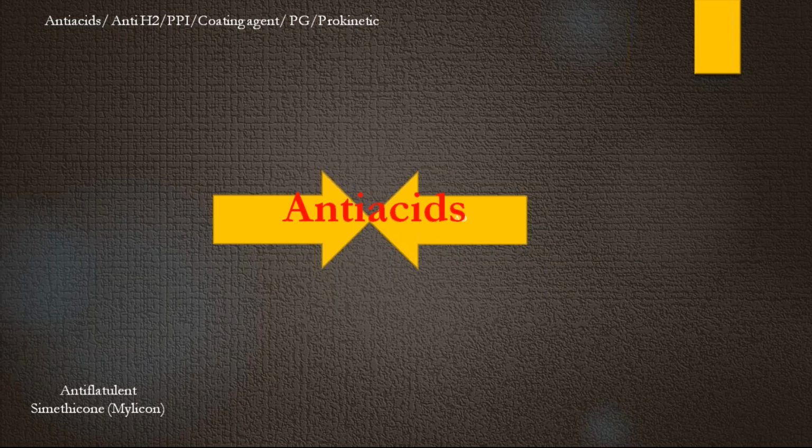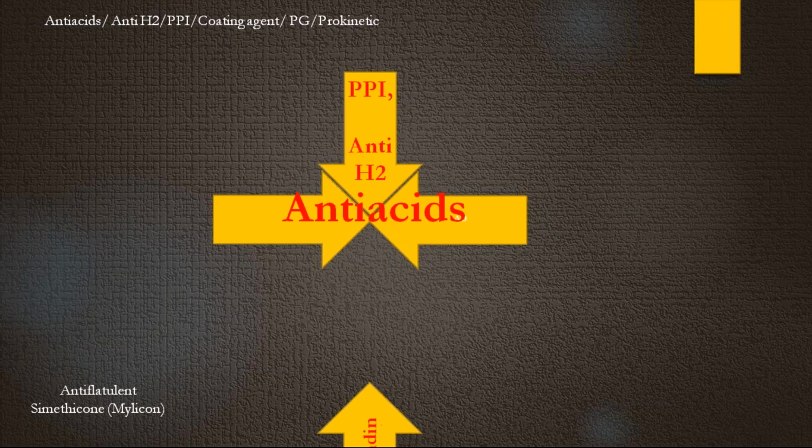And what are they going to do? Listen, they are going to neutralize the gastric acid. So that is the key word, okay? Antacids are doing the neutralization. You can see those arrows coming, finding each other. That is the neutralization. If I ask you which drugs decrease the gastric acid, it is the PPI and the anti-H2. PPI and anti-H2 do not neutralize, they decrease the gastric acid. So is that clear?